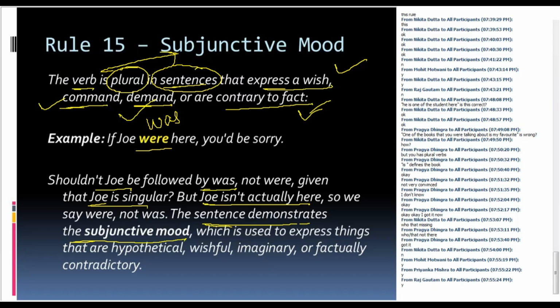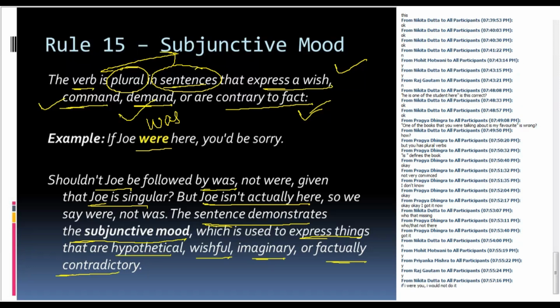What does the subjunctive mood do? Generally, it expresses things that are hypothetical, wishful, imaginary, factually contradictory. If I were you, I would not do it. But the fact is that you are not that person.